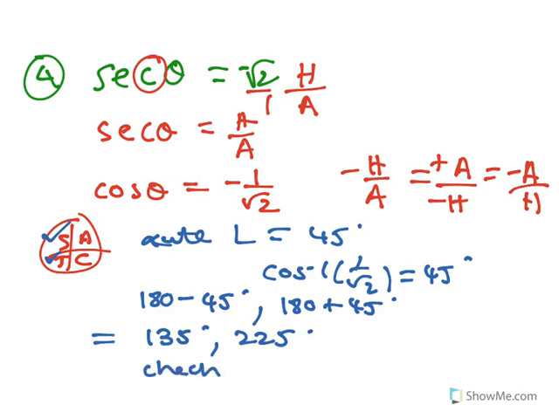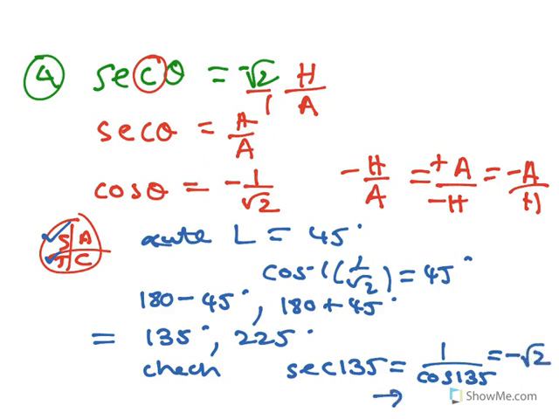And if you want to check, let's find sec of 135. Put that as 1 on cos of 135, and when you do that you will get a decimal, but if you square it you are going to get 2. So for this one you'll end up with a decimal, you square it, you get 2, and then when you square root it, you get root 2.